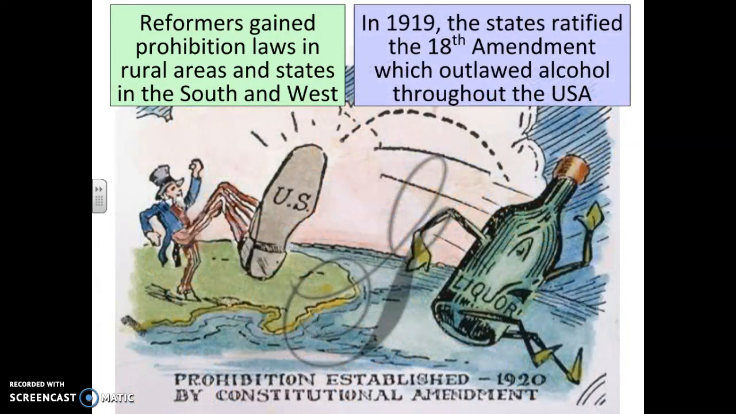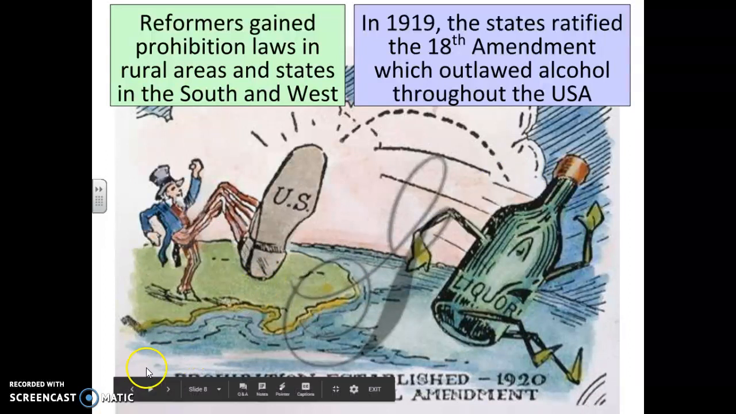Eventually in 1919, the 18th Amendment will officially outlaw the use of alcohol. Later in our unit, we'll talk about prohibition in the 1920s, the idea of speakeasies, whether it was truly followed or not, and how it led to even more crime and more corruption in the government. So it had the opposite effect of what the temperance movement leaders wanted.